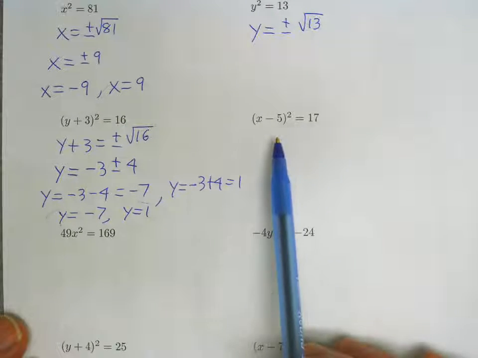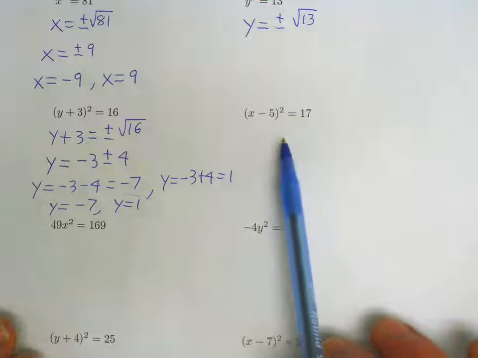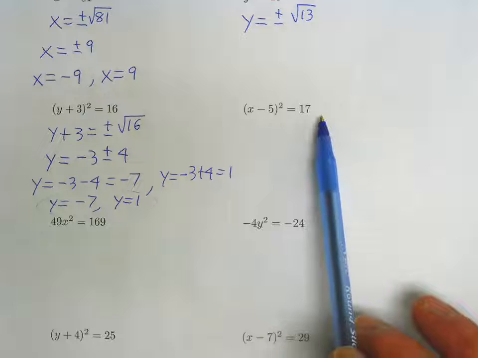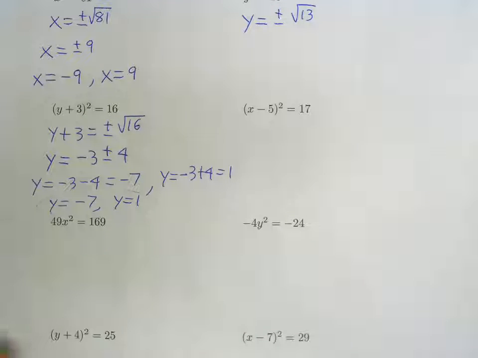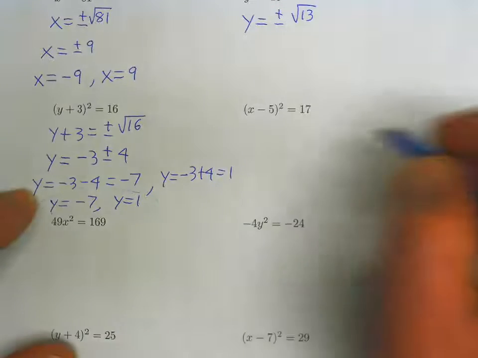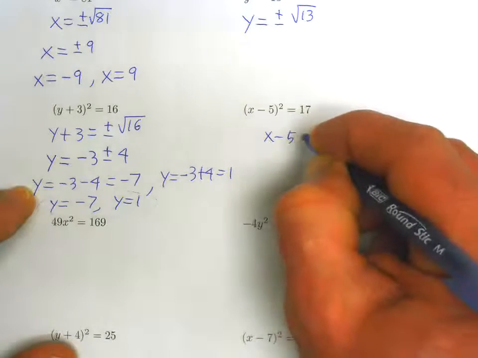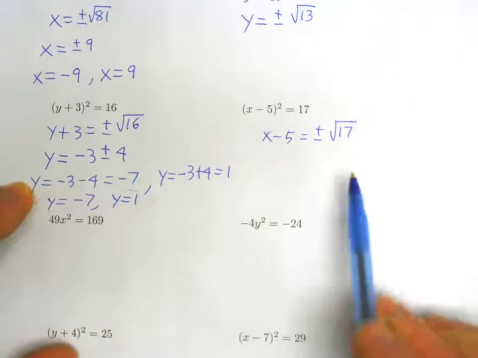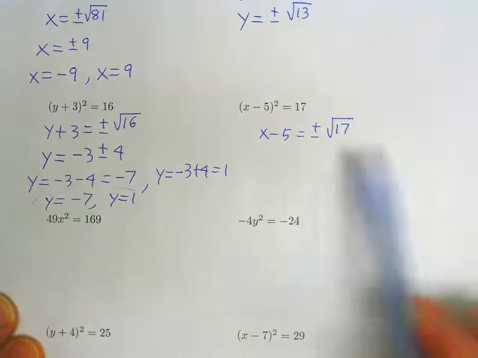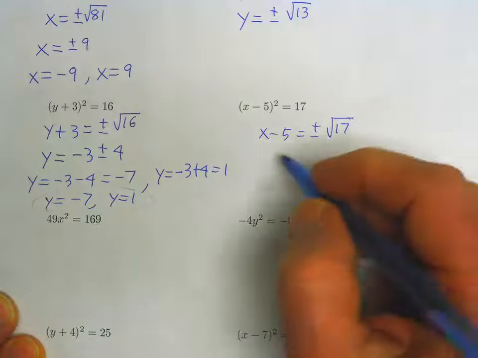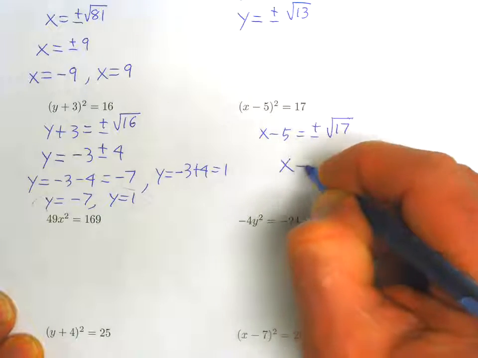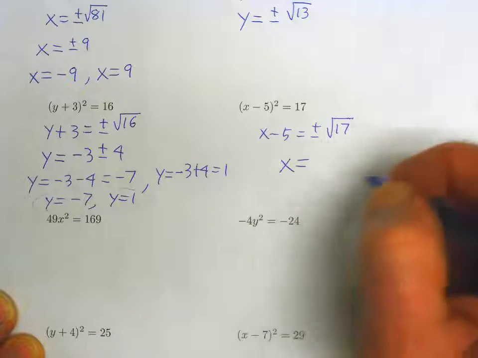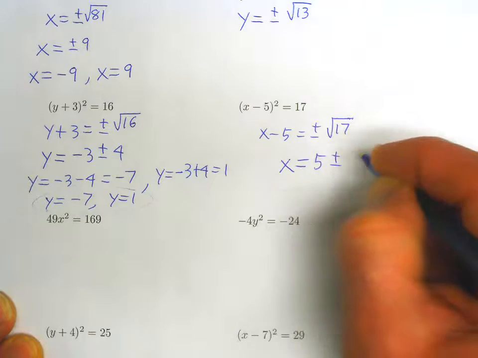Okay, in the next example, this is similar to the one we just did. We have the binomial x minus 5 squared equals 17. So we can apply the square root property, and we get x minus 5 equals positive and negative square root of 17. We cannot simplify the square root of 17 any further, so there's just one step left. We add 5 to both sides. But as in the previous example, it's more conventional to write x equals 5 plus and minus the square root of 17.